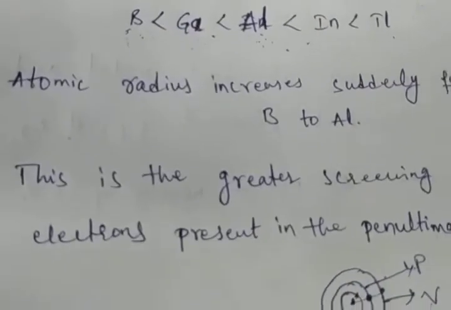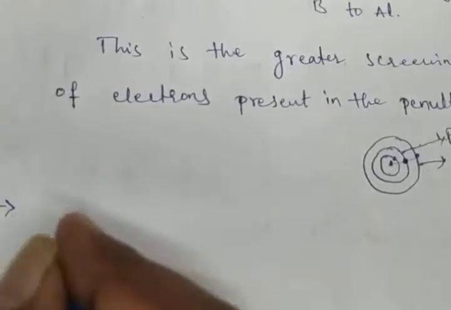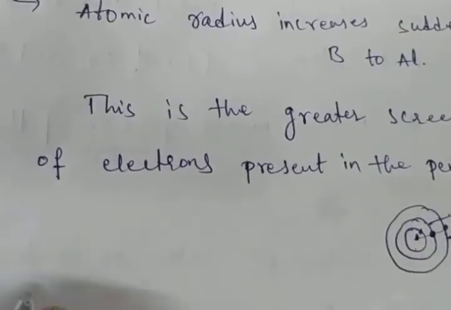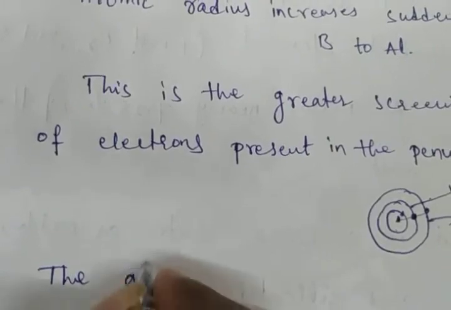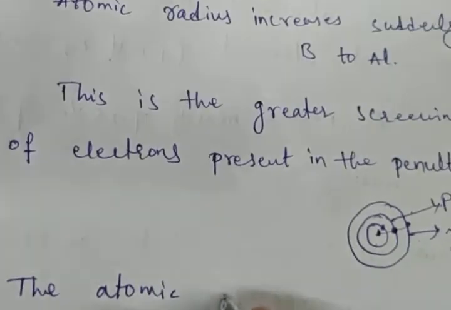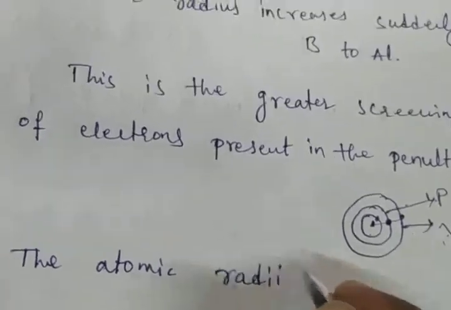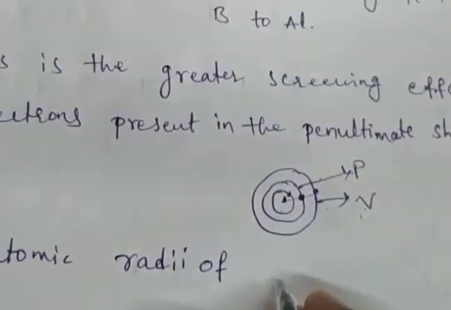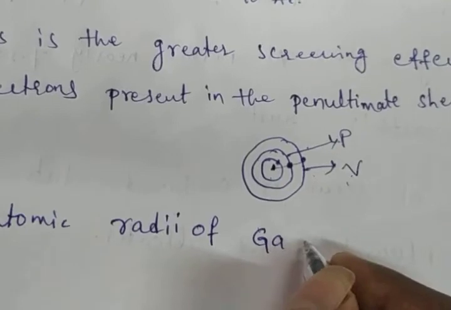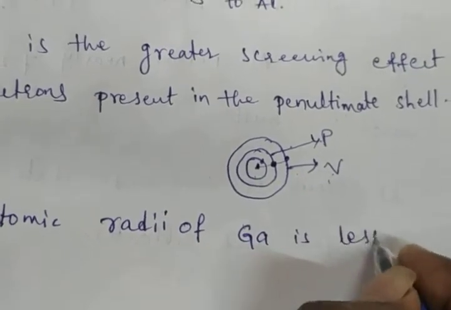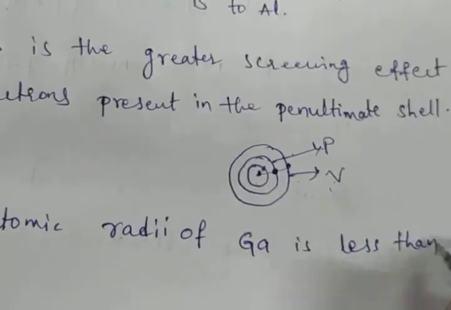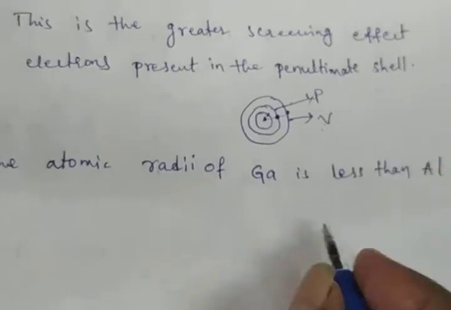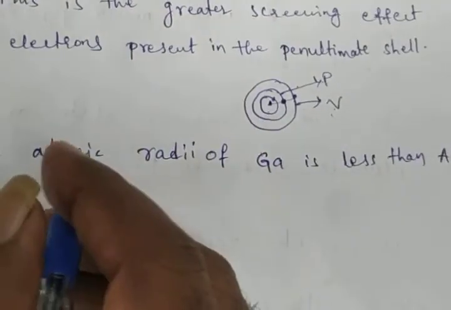Okay, now next point. What is the next point? The atomic radii of gallium is less than aluminium.